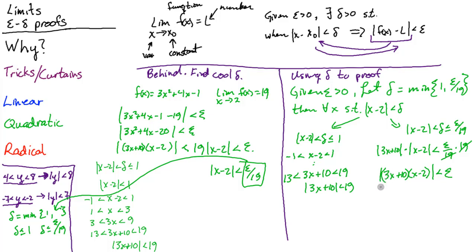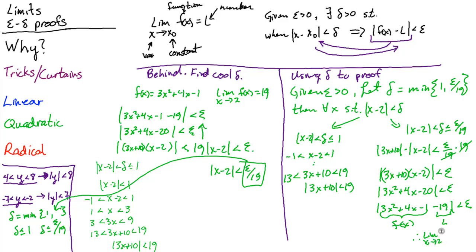And multiply that out, and we're just walking right back up here now. 3x squared plus 4x minus 20 has to be less than the epsilon. And then that means that we've got the 3x squared plus 4x minus 1 minus 19 is going to be less than epsilon. There is our f of x. There is our L. And so we have shown that, therefore, the limit as x approaches 2 of f of x does indeed equal 19, QED.